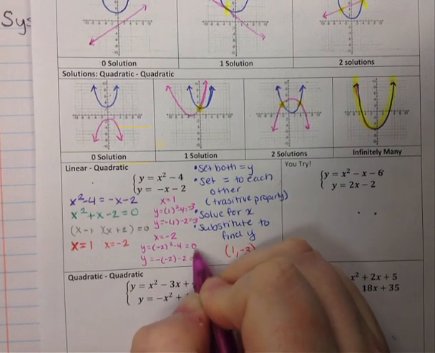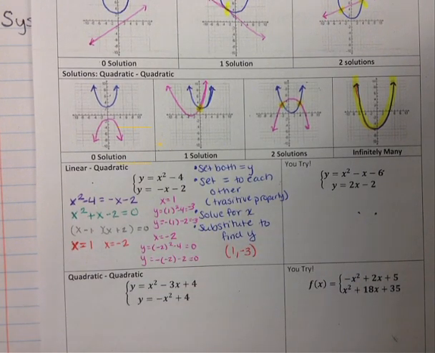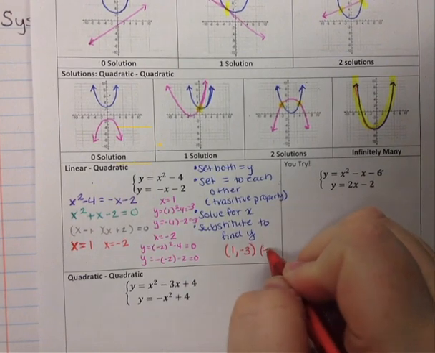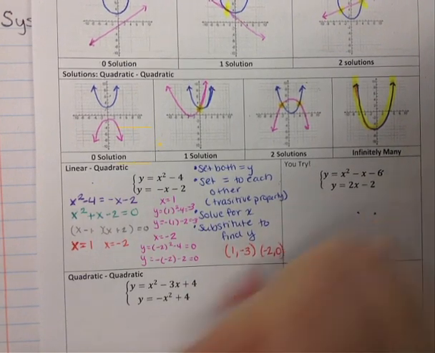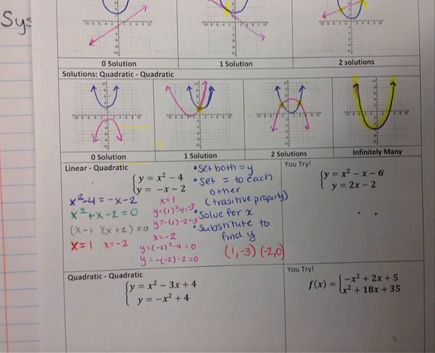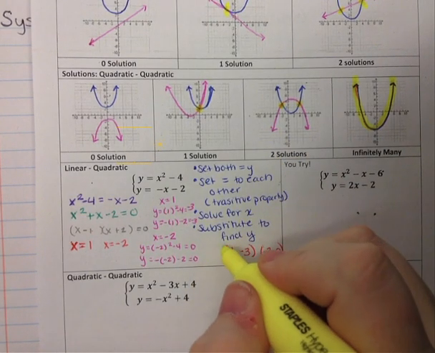So these are the same. That means that our other solution is at (negative 2, 0). We have the input of negative 2, we got the output of 0. So these are our two solutions.